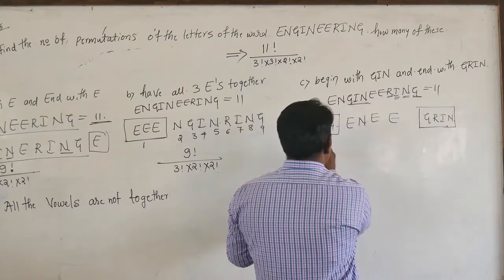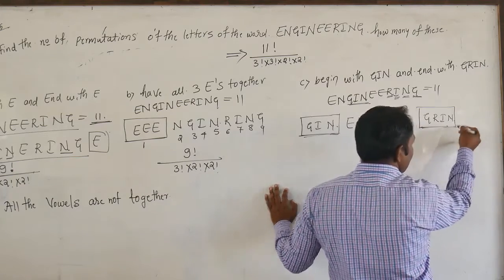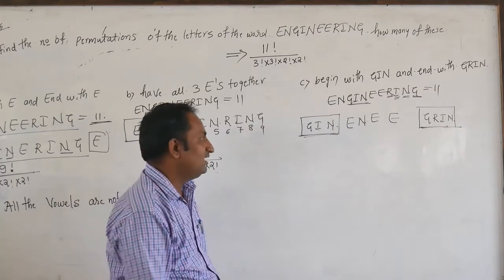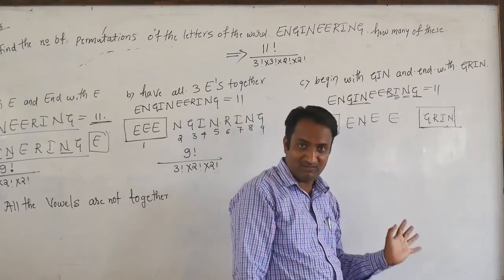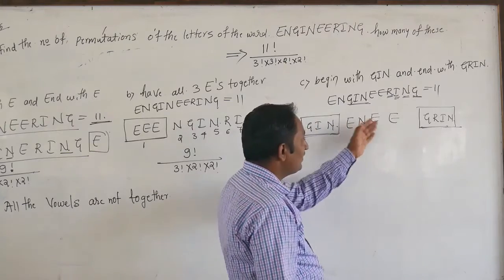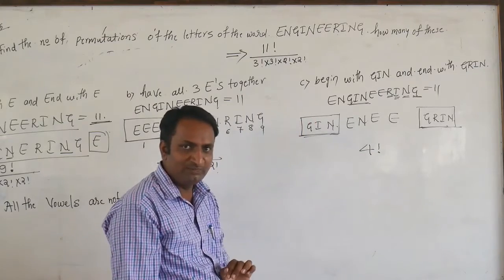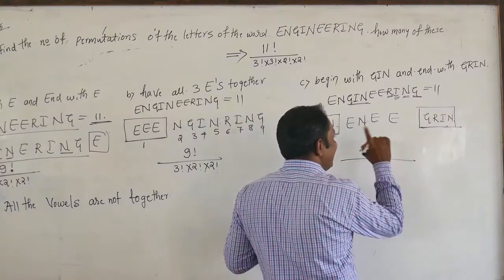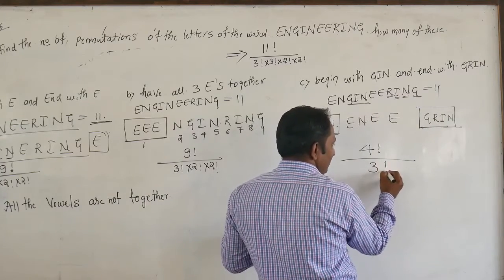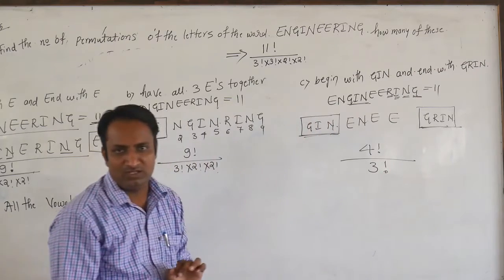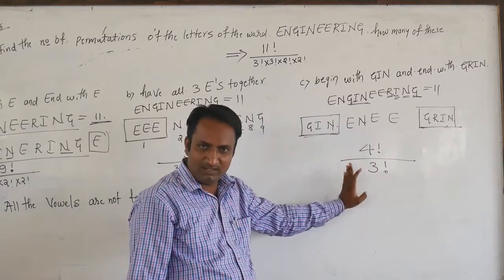Here GIN is the beginning term and GRIN is the ending term, which are fixed. Then 4 letters are remaining. These 4 letters can be arranged in 4 factorial ways. Out of 4 letters, E is repeated 3 times, that's why we take 3 factorial. Our answer is 4 factorial divided by 3 factorial.